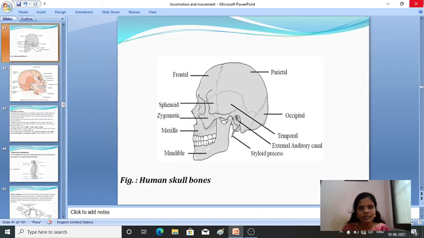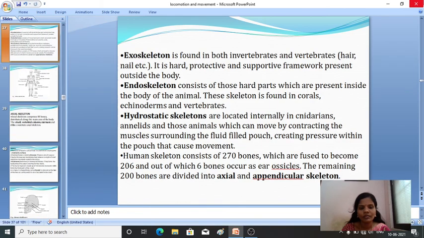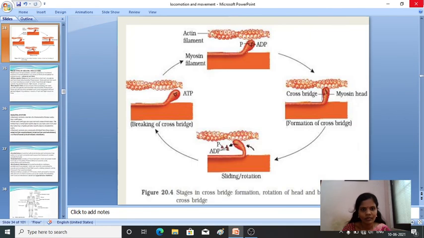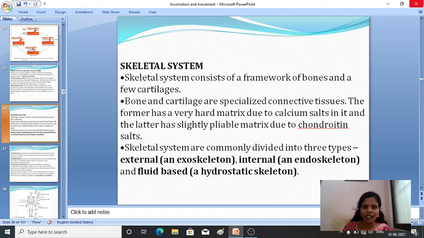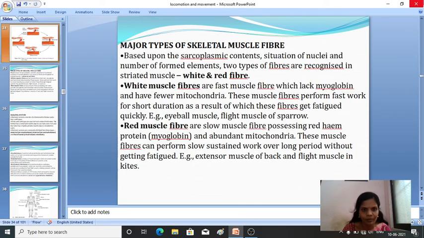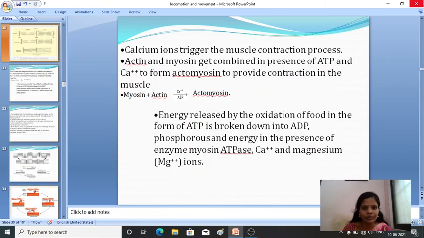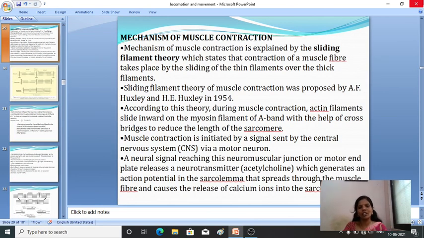Vertebral column. Okay. Then the major types of skeletal muscle fibers, two types: one is the white muscle fiber and the other is the red muscle fiber. Then the skeletal system. In this skeletal system we have studied three types: external or exoskeletal, internal or endoskeletal, and the fluid based. Then the mechanism of muscle contraction, commonly known as the sliding filament theory.